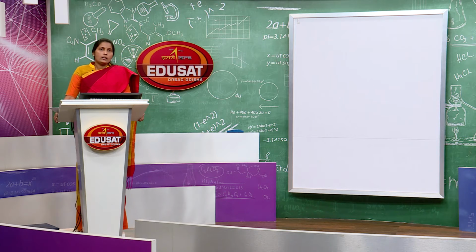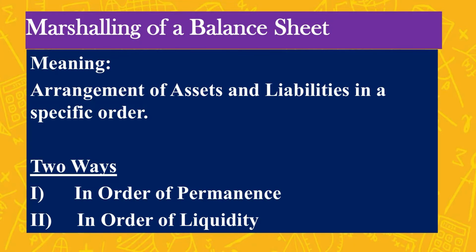Now there is something called marshalling in case of a balance sheet. Now what is this marshalling? Marshalling means arrangement of assets and liabilities in a specific order. So when we are arranging the assets and liabilities in a balance sheet, they have to be arranged in a particular order. So in what ways can we arrange? They can be arranged in 2 ways. First is in the order of permanence, and the second is in the order of liquidity.